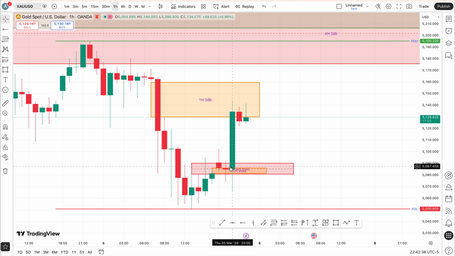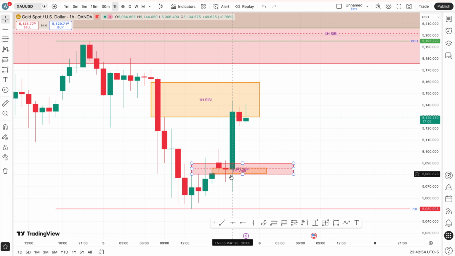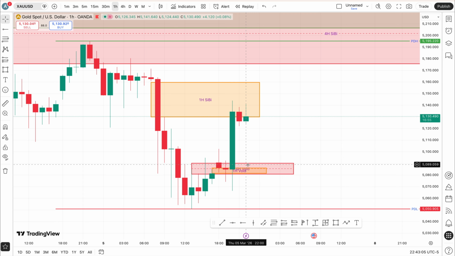The new imbalance becomes important because fresh inefficiencies often act as short-term magnets for price. At the same time, the 5100 and 5075 levels are where liquidity may be clustered. This is the level I'm talking about. If price moves towards these levels, we want to watch for liquidity sweeps, rejections, displacement moves. These reactions tell us whether institutions are accumulating or distributing positions.